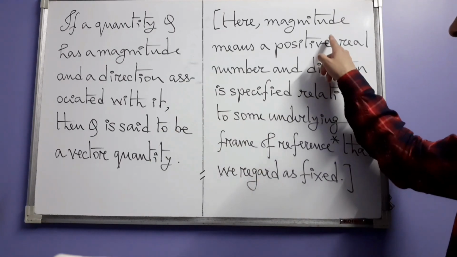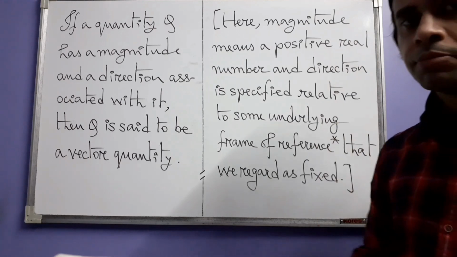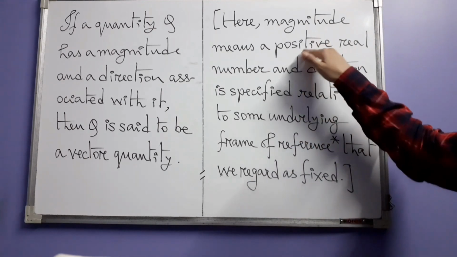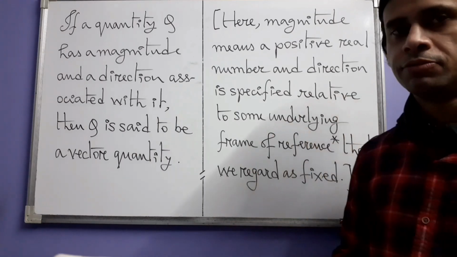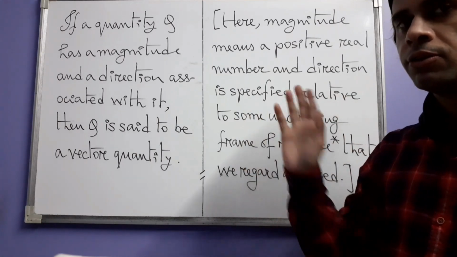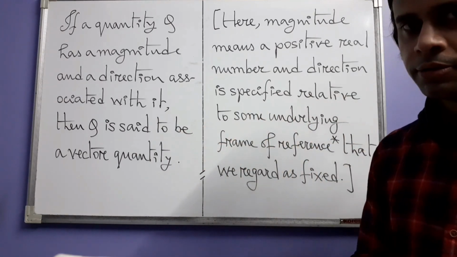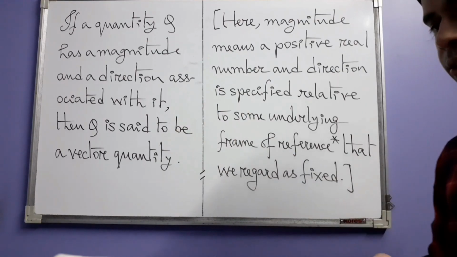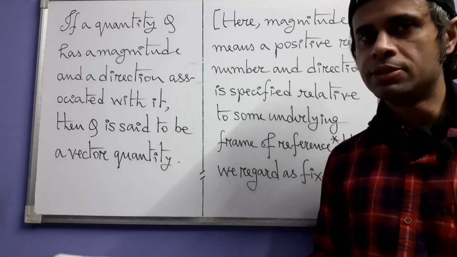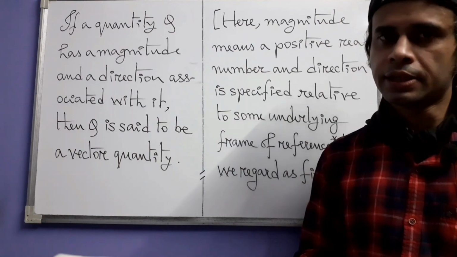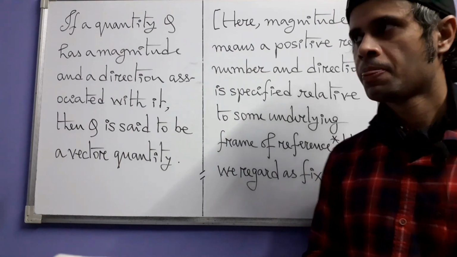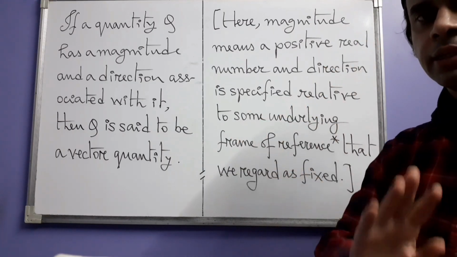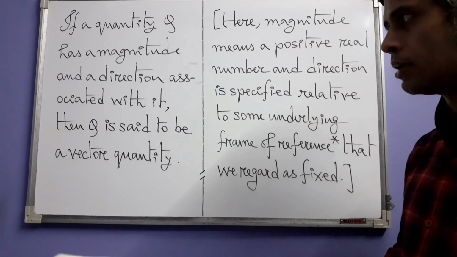But let us also see this word positive real number. The magnitude of a vector quantity is a positive real number. Does it not look like something has gone wrong with this definition? Can the magnitude of a vector quantity not be 0? Yes, it can be actually. But then why is the author saying that it is a positive real number?